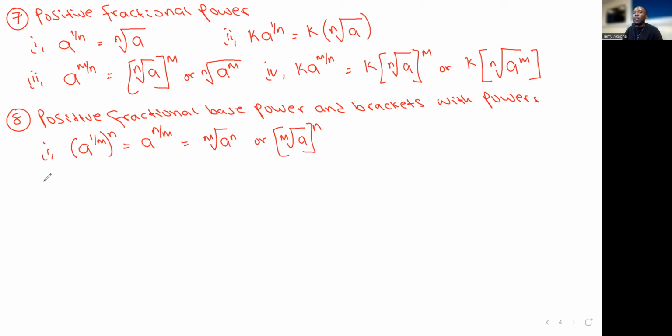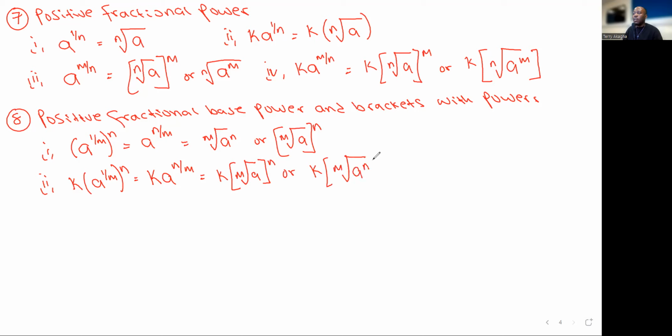And if you have a constant, the same thing is going to happen. If you have a constant, K (A^(1 over M)) all raised to the power N, the same thing is going to be K A^(N over M), which is the same thing as K into brackets. Remember I said the value you have down here is going to be the Mth root of A all raised to the power N, or it can be K times the Mth root of A to the power N.